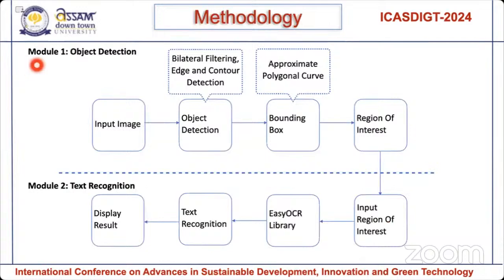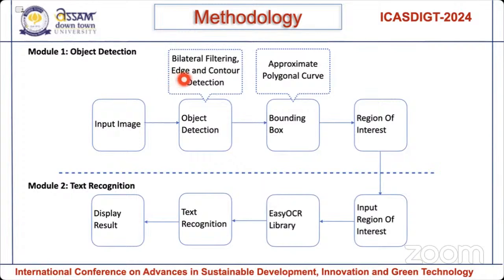In our methodology, there are two modules: module 1, object detection, and module 2, text recognition. In our first module, object detection, we'll first input the image. From that image, we'll detect the object, which is the number plate. We'll convert it into a grayscale image to eliminate lighting variations, so that when the illuminating film is added, it will not affect our processing. In object detection, we'll use bilateral filtering, which helps in noise reduction.